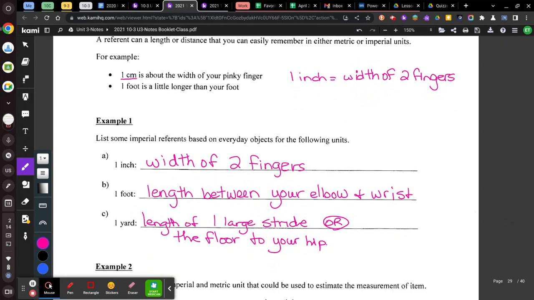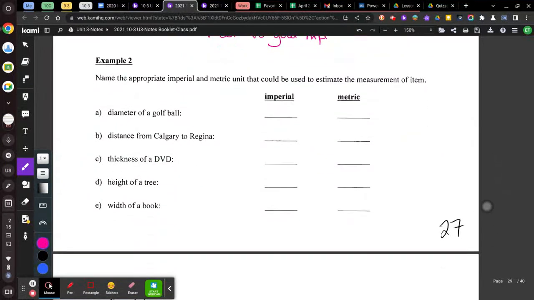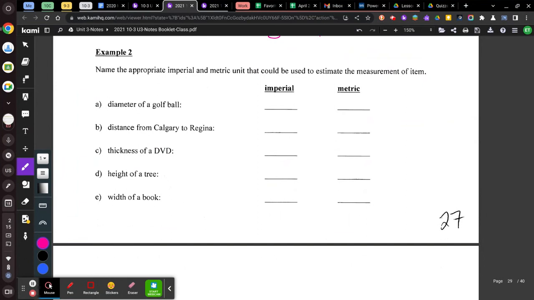But a referent is part of your body. So if I have nothing to measure with, I might say, okay, I need to measure 4 centimeters. Well, my pinky width is 1 centimeter. So if I wanted 4 of them, I would just measure 1, 2, 3, 4 of these going across, okay? If I needed 4 inches, I would go like this 4 times, and that's going to give me 4 inches, roughly.